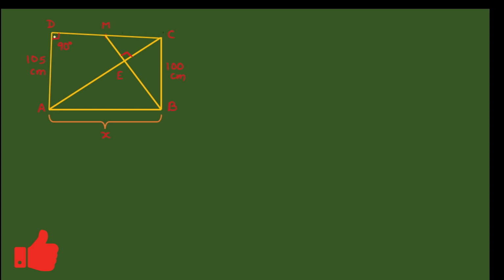given. Side length AD is 105 centimeters, side length BC is 100 centimeters, and M is the midpoint of CD. As M is the midpoint of side CD, the length of CM will be equal to the length of DM, right? So these two side lengths are equal.